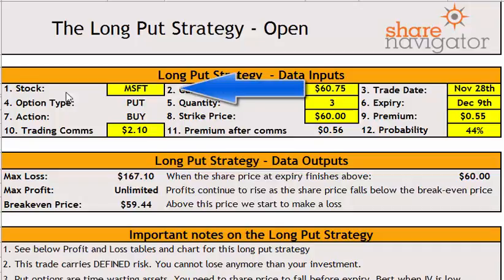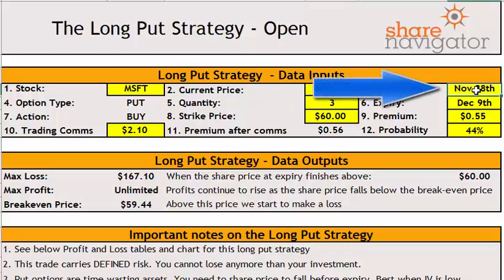First piece of data you need to input is the stock name. So if you were trading Apple here, for example, you would change the ticker symbol to Apple. But we're going to leave it as Microsoft because that's what we're doing. The current share price of Microsoft is 61.26. So all we're doing is putting in the share price. And the trade date, it's just the day you intend placing the trade. So that's today's date, which is November the 28th.